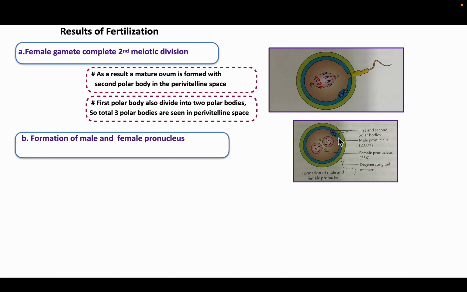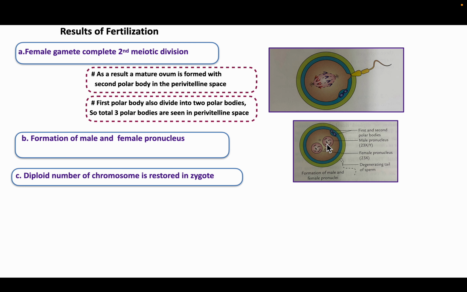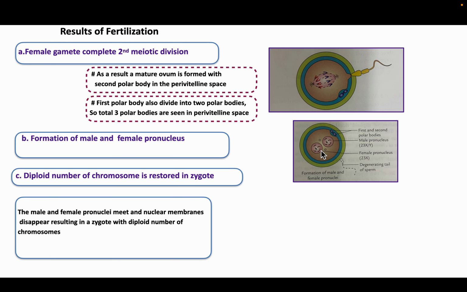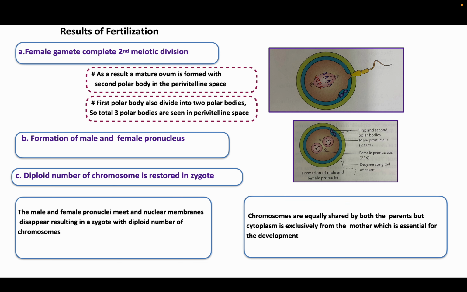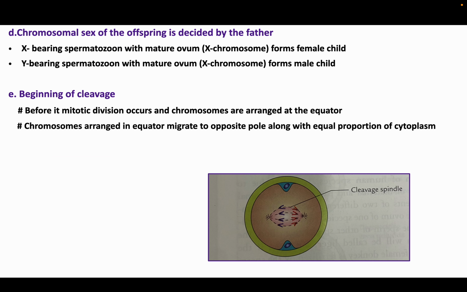Then comes the formation of male and female pronuclei, as you can see in this diagram. Then the diploid number of chromosomes is restored in the zygote. The male and female pronuclei meet and the nuclear membranes disappear, resulting in a zygote with the diploid number of chromosomes. Chromosomes are equally shared by both the parents, but the cytoplasm is exclusively from the mother, which is essential for development. Next, the chromosomal sex of the offspring is decided by the father. An X-bearing spermatozoon with the mature ovum forms a female child, and a Y-bearing spermatozoon with the mature ovum forms a male child.